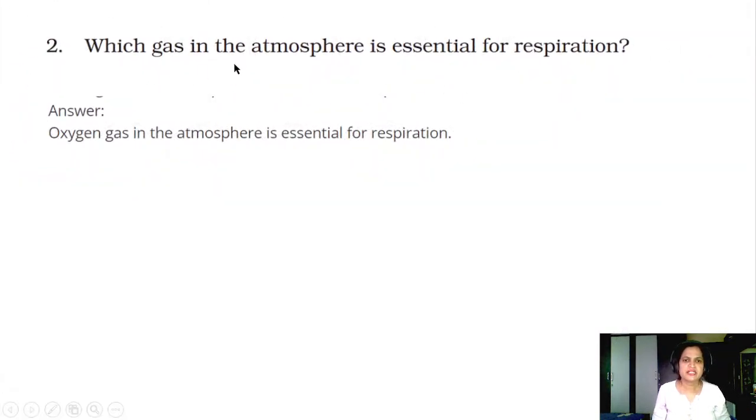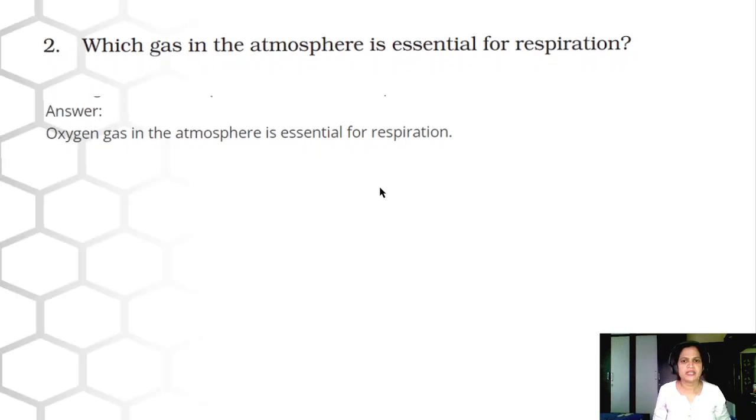Second one. Which gas in the atmosphere is essential for respiration? Answer. Oxygen gas in the atmosphere is essential for respiration.